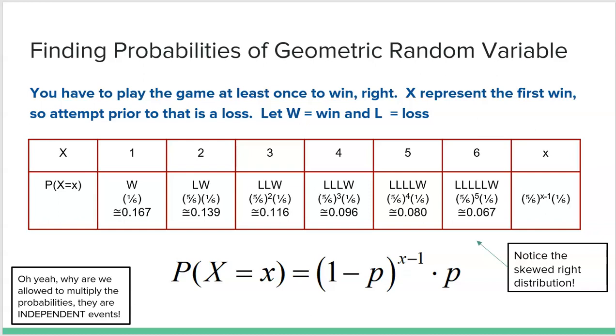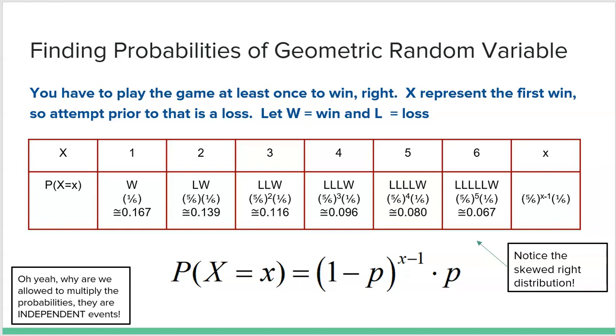Now, obviously, you have to play the game at least once to win, right? So in a binomial model, you could have 0 successes. You could have 5 trials and never win. But in a geometric model, you have to get that first success. You can't have 0 as a possibility here, so it always starts with 1.